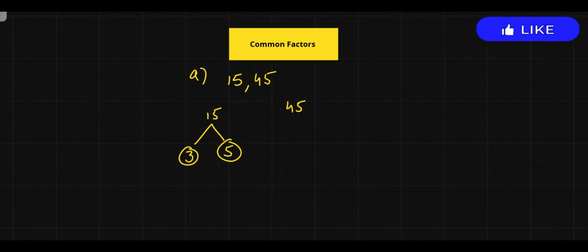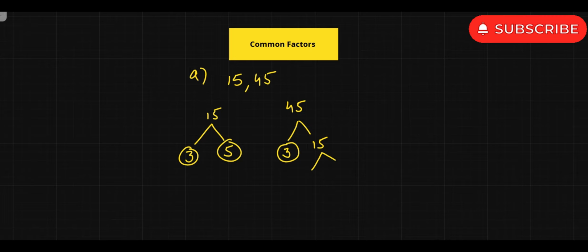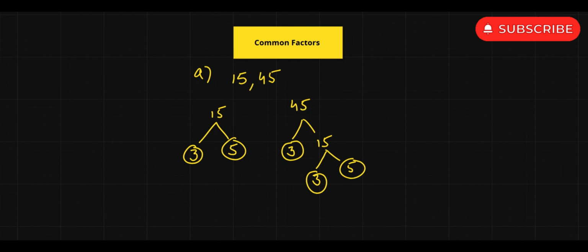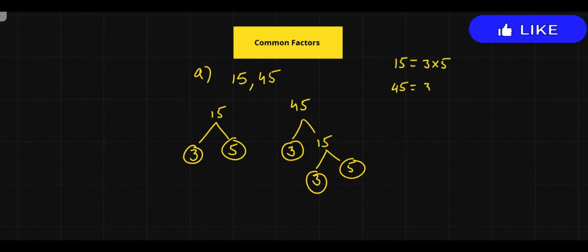The next is 45. So 45 can be written as 3 times 15. 3 itself is a prime number, and this is 15. Now 15 can further be simplified, and it can be written as 3 times 5. So this time we got the 3 and 5, and both are prime numbers. Now we have to write the common factors of both of them. The factors of 15 are 3 and 5, and the factors of 45 are 3 times 3 times 5. So this 3 is common with this 3, and this 5 is common with this 5.